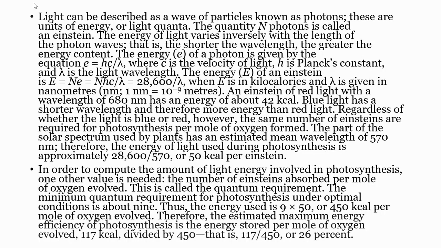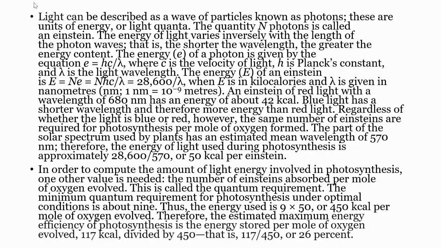Light can be described as a wave of particles known as photons. These are the unit of energy or light quanta. The quantity N photons is called an Einstein. The energy of light varies inversely with the length of photon waves. That is, the shorter the wavelength, the greater the energy content. The energy of a photon is given by the equation E equal to hc by lambda, where c is the velocity of light, h is the Planck's constant, and lambda is the light wavelength.